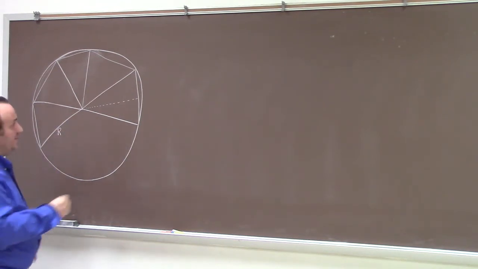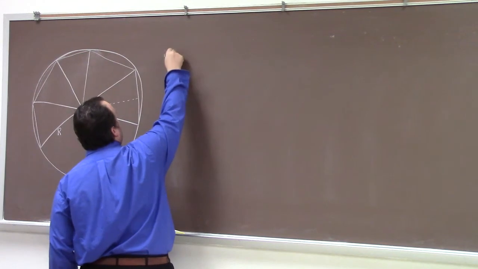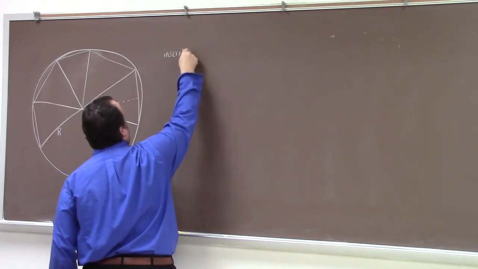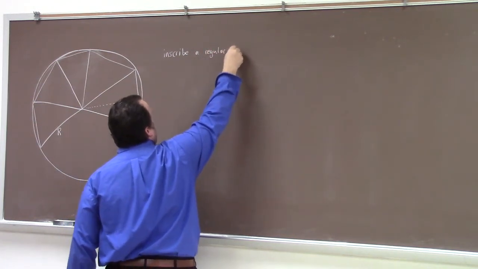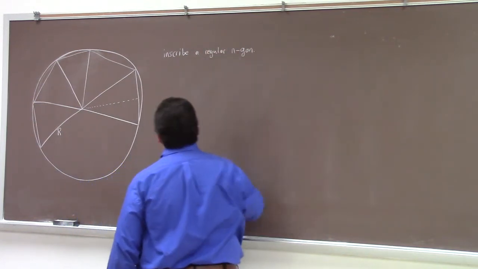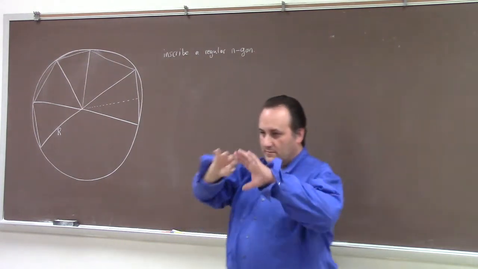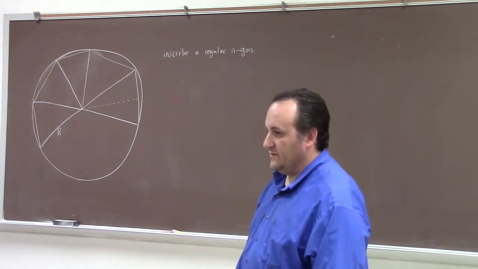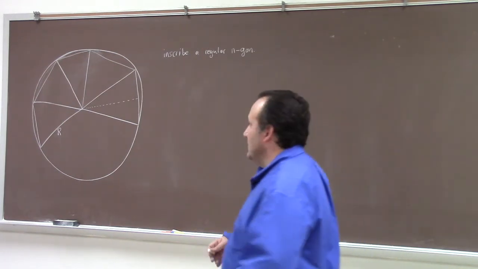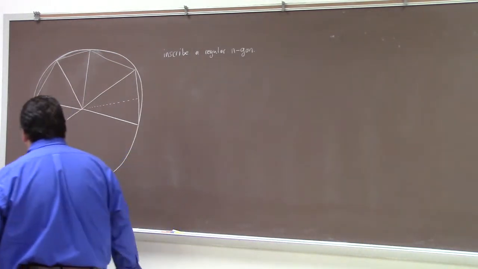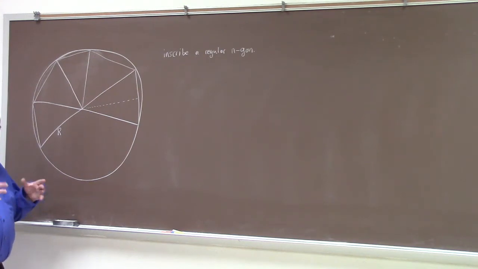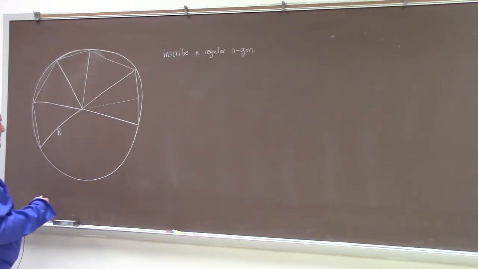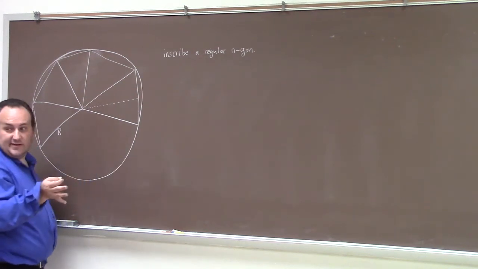And I wanted to inscribe a regular n-gon, so an n-sided polygon with equal side lengths inside the circle. And I wanted to show that we could calculate the area of the circle by taking the limit as n goes to infinity of the area of the n-gon. But I think I made a mistake in the calculation of the area of the n-gon. I'm not sure where I did it previously, so I'm just going to return to that and work through it.